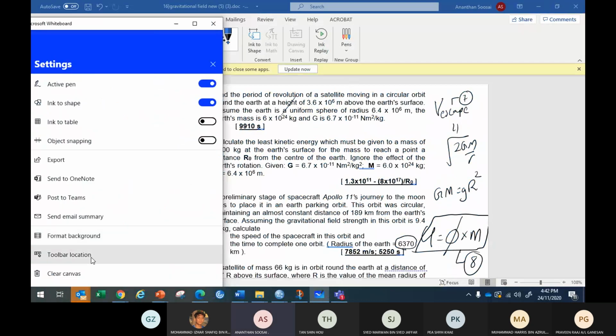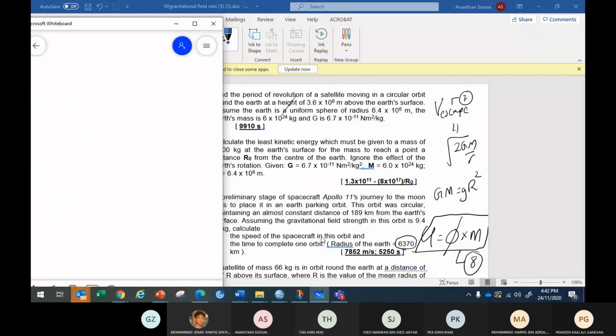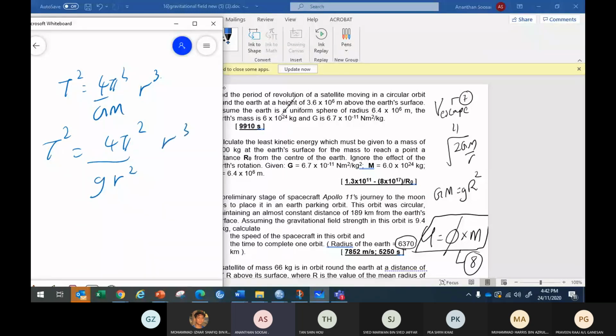So let me clear this. They want the period. So T squared equals 4 pi squared over GM times r cubed. But in this case, the GM is actually g R squared. In this case, the r is the same, so we can cancel. The formula becomes T squared equals 4 pi squared r over g. So we can find the period. Period is root of 4 pi squared r over g.